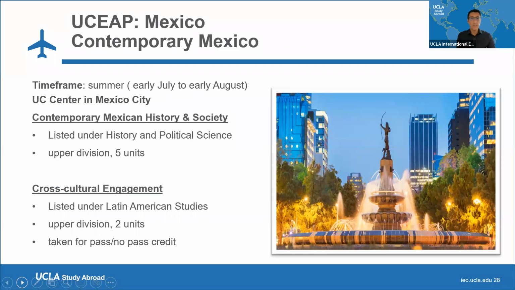Okay, one last program that I do want to highlight is in Mexico, in Mexico City, at the University of California Center, UCEAP. This particular program gives you 2 classes. You only take this one with American students, UC students, and the classes are in English. One course is called Contemporary Mexico and History, which is an upper division course that will give you 5 units. The other one is cross-cultural engagement, which is a lower division class, and it will give you 2 units, and you take that one for pass, no pass.